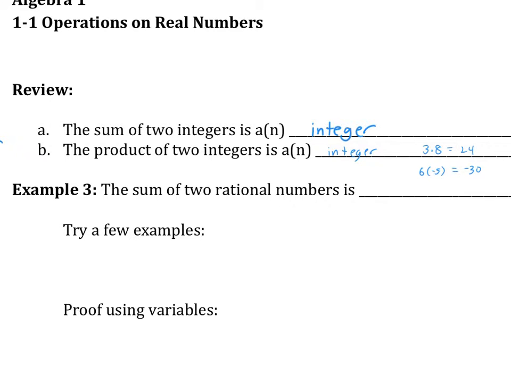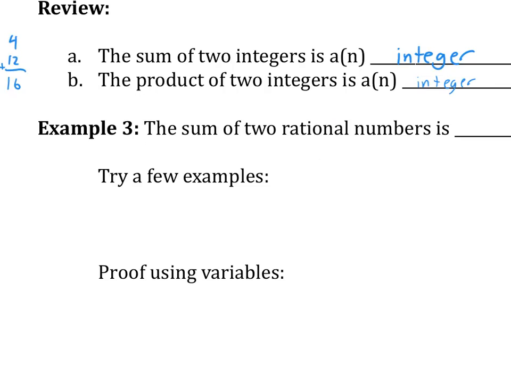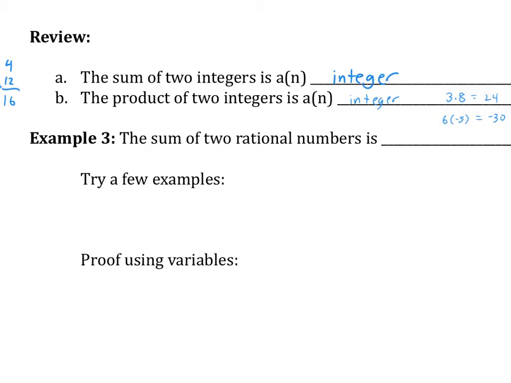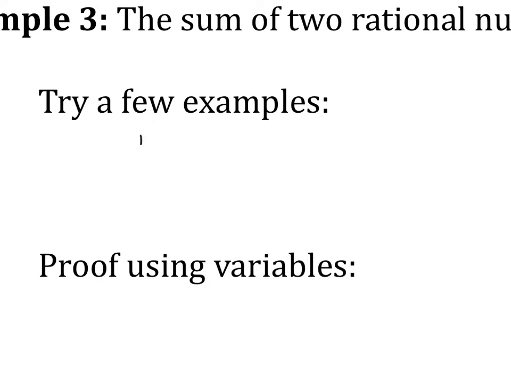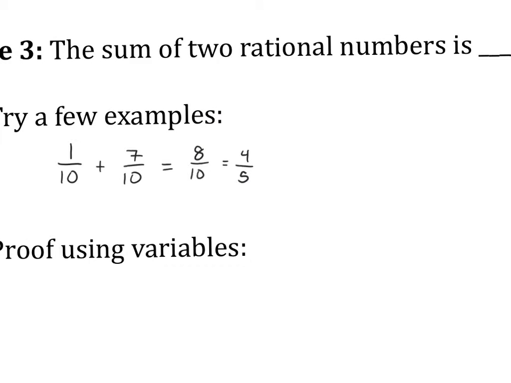The sum of two rational numbers is what? So you might have an idea, an inkling of what to write down. But before we do that, let's just try a few things. So for example, if I had 1/10 plus 7/10, these are both rational and fraction numbers, so they're not whole numbers. In this case, I get 8/10, and I can reduce that to be 4/5. So notice, I start with a rational, I add another rational, and I still get a rational.